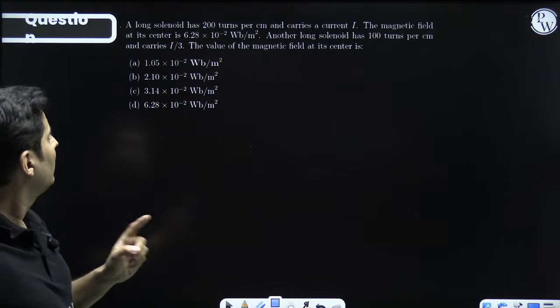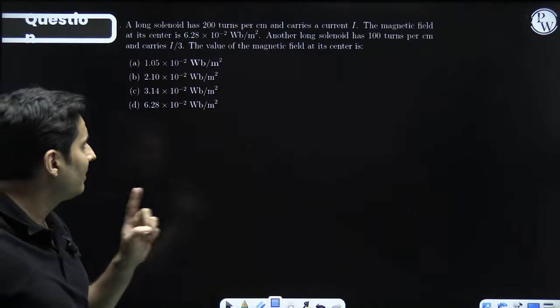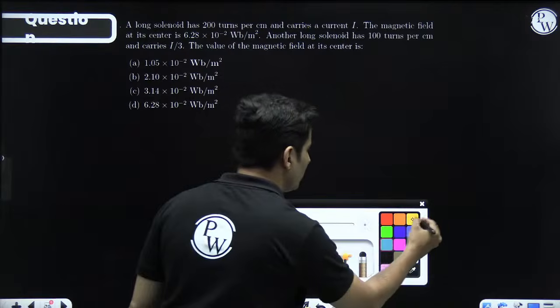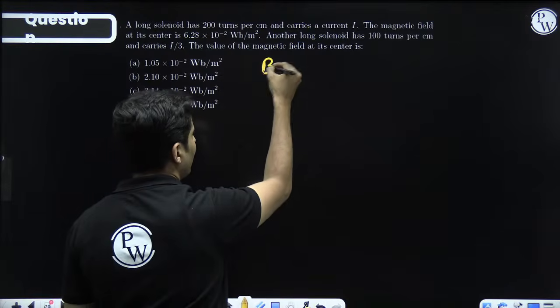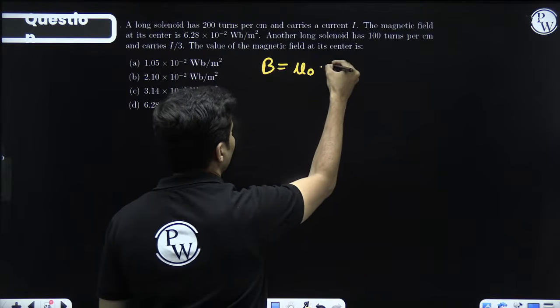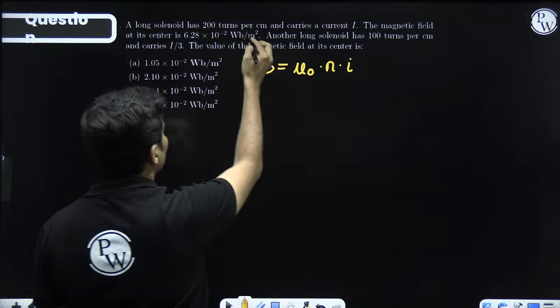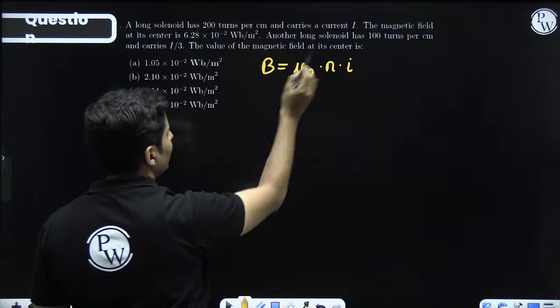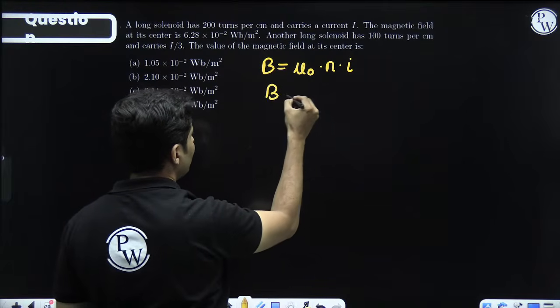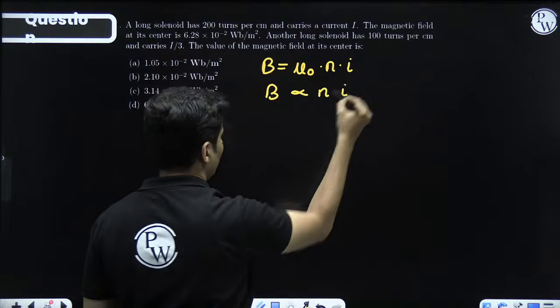Okay. The current is I by 3. What is the magnetic field at its center? So basically we have to use this formula. Magnetic field is mu naught into N into I. Turns per length is given, current is given. So we can see magnetic field is proportional to N and I also.